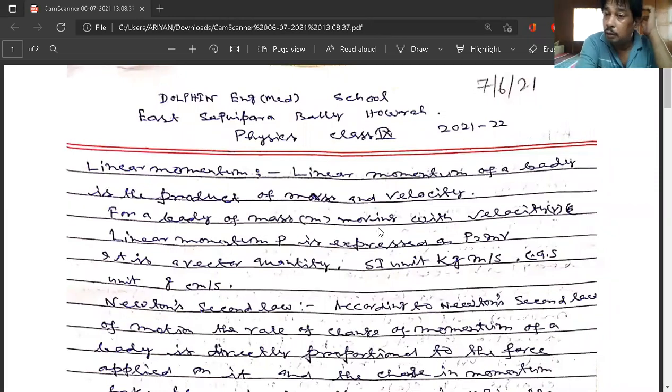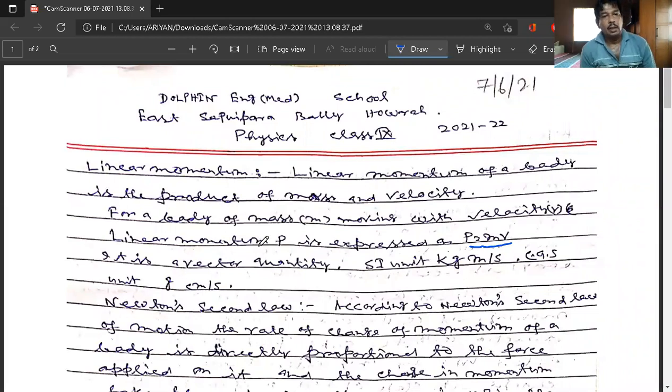Linear momentum. Linear momentum of a body is the product of mass and velocity. For a body of mass m moving with a velocity v, the linear momentum p is expressed as p is equal to m into v. It is a vector quantity. SI unit is kg meter per second, or CGS unit is gram centimeter per second.